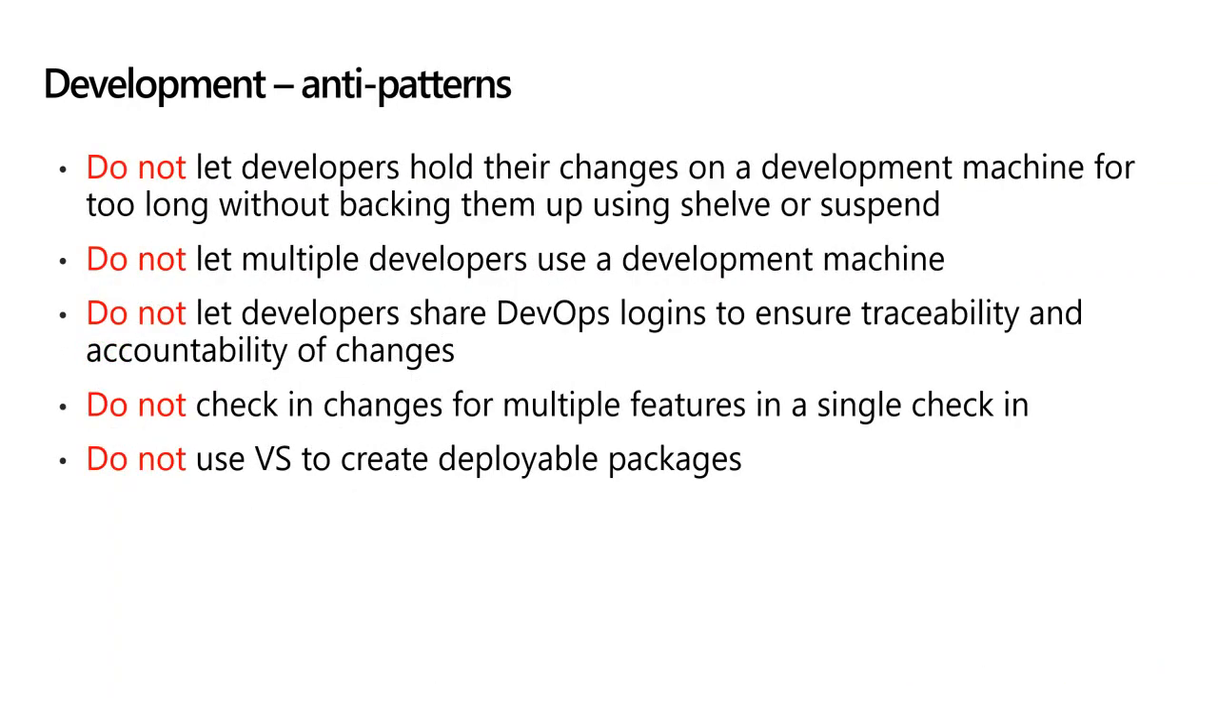Let's cover a few of the things you should not do in development one more time. Don't let developers hold their changes on a development machine without backing them up using the shelve or suspend. Do not let multiple developers use a single development machine or share DevOps logins. And don't check in changes for multiple features in a single check-in or change set. And don't use Visual Studio to create deployable packages. We'll talk more about that in the build section.